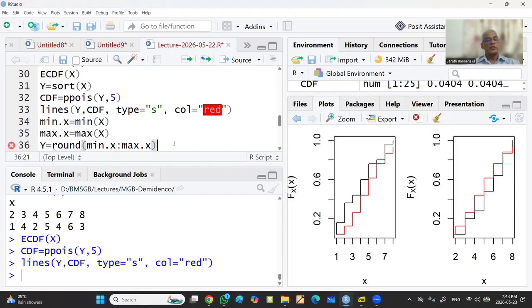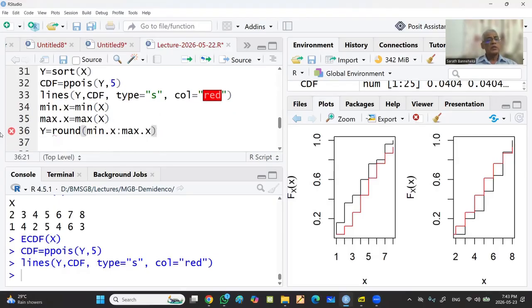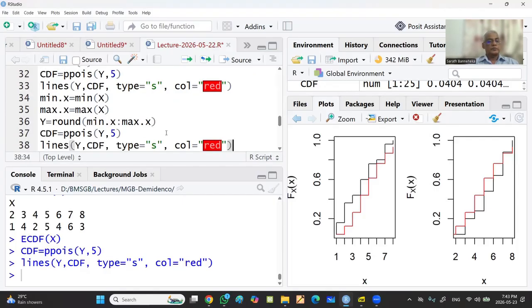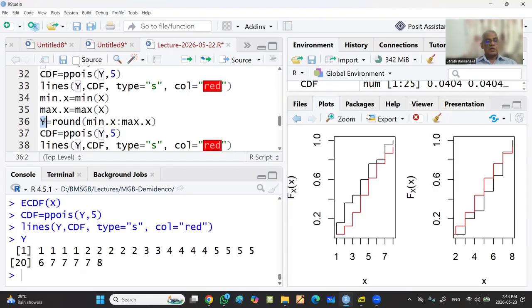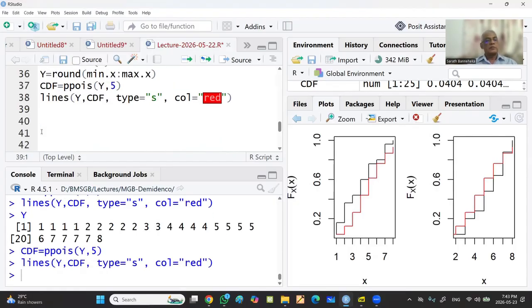I want to get full numbers because these are integers. But there is something wrong. What is the error here? No, the error has disappeared. Now I will calculate the theoretical CDF and then repeat this step. I have y values at these points, and then I will calculate the CDF at those points and draw the lines.